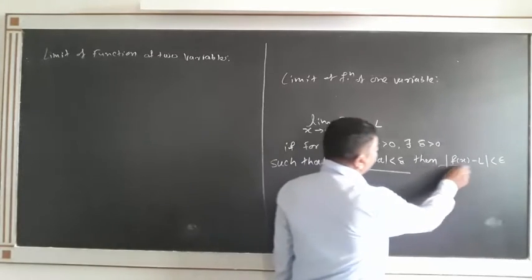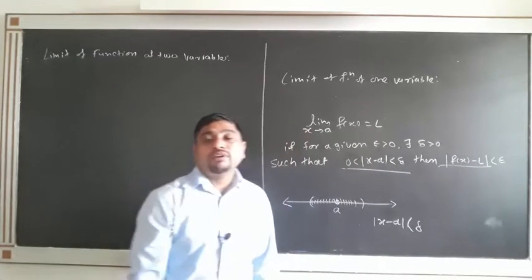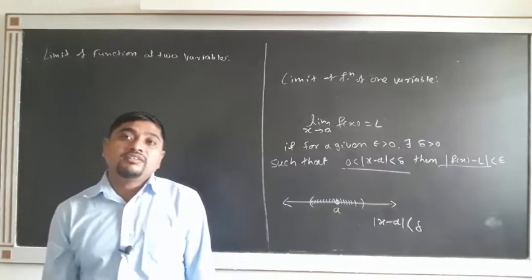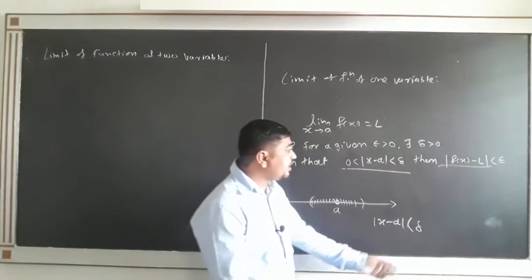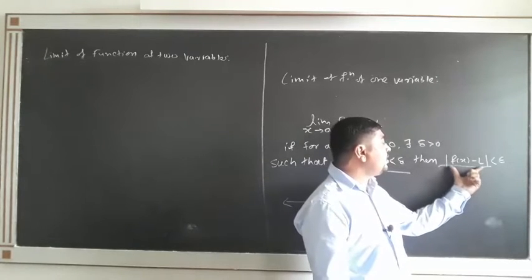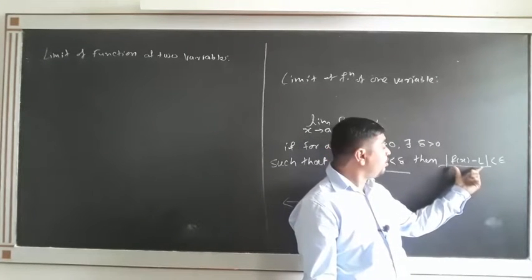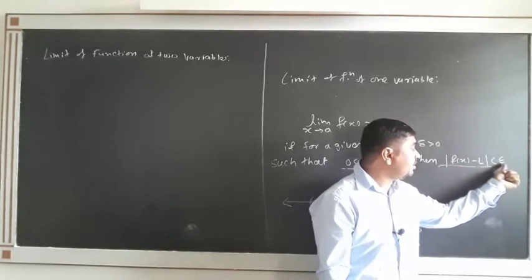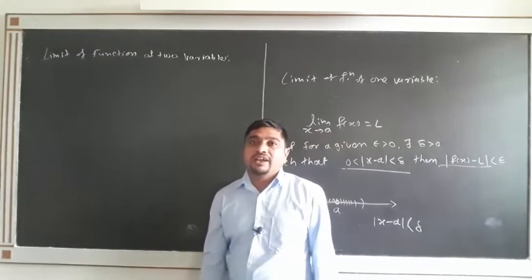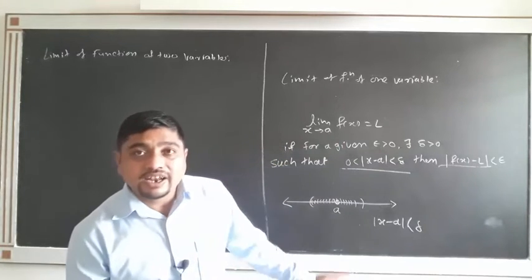Similarly here again, f of x and L are two numbers. Again it is the neighborhood of L. It is the set of all points having distance from L less than epsilon.